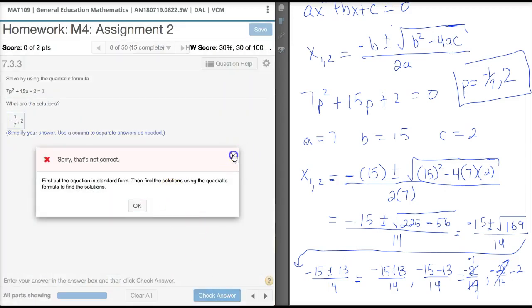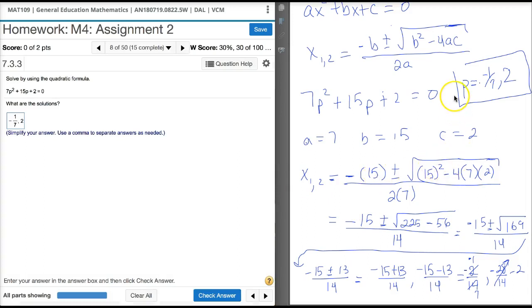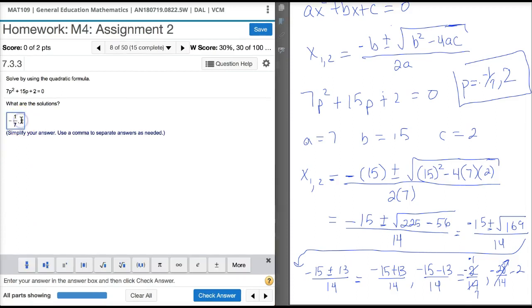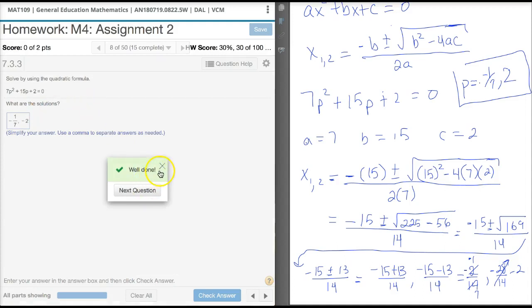Let's see, we did something wrong here, so we need to find out what it is. Oh, okay, I see. I forgot to put the negative here, so I just need to put that in. Yeah, and that should be it.